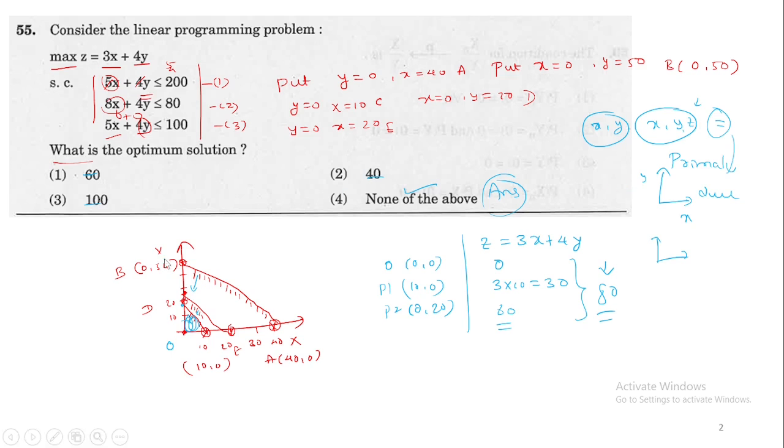This is the only procedure. Here only 2 variables, x and y, are given in this problem, but they may give 3 variables x, y, z. In that case it is difficult to solve graphically, so you can convert it to the dual and then solve. Such problems will also be asked in general. Okay, we shall move to the next question.